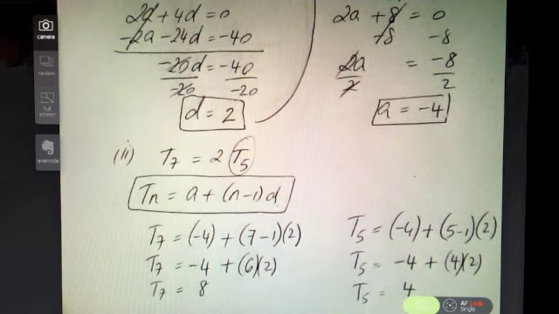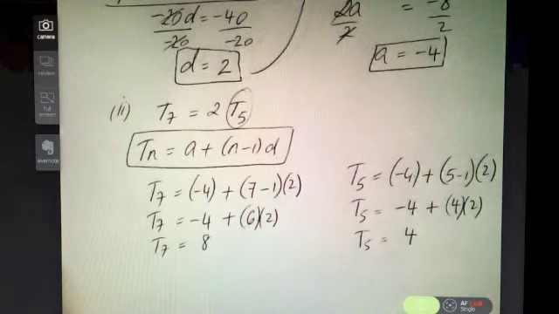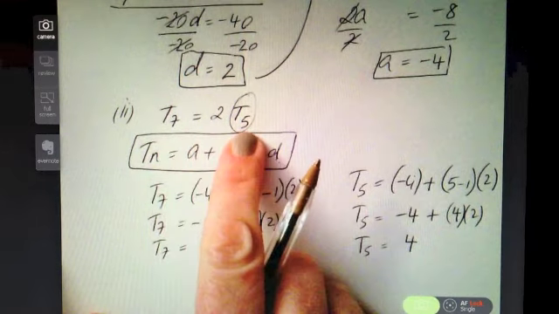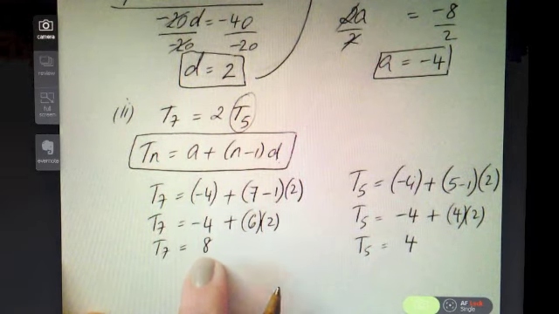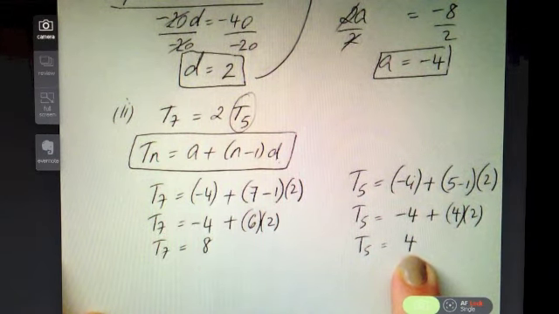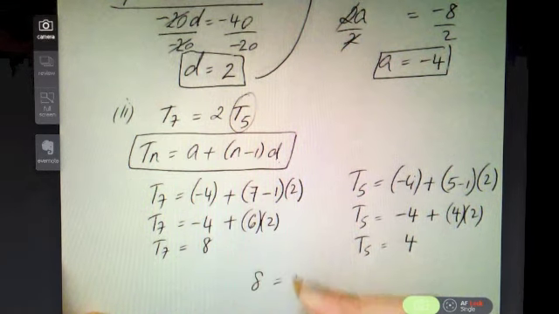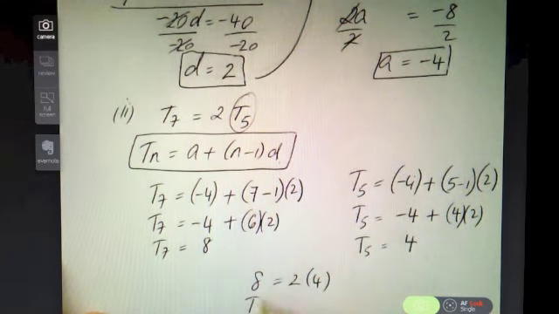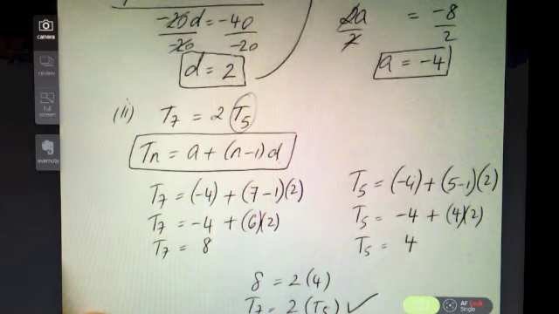So back to what it's asking me. T7 is equal to 2 times T5. Is 8 equal to 2 times T5? In other words, is 8 equal to 2 times 4? Is T7 equal to 2 times T5? And of course, it is.